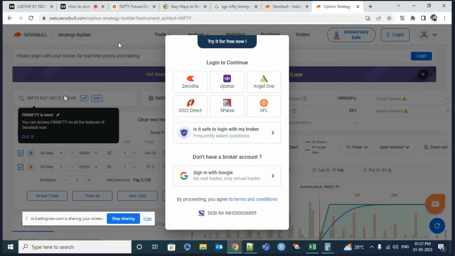So you don't have to worry about whether to execute your future first or option first, or which option to execute first to get the margin benefits and so on. That is one of the best things. You will execute a basket order directly into your broker.